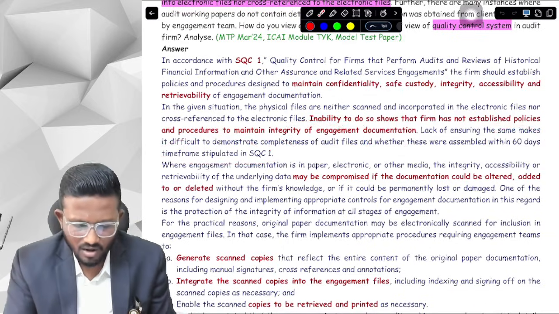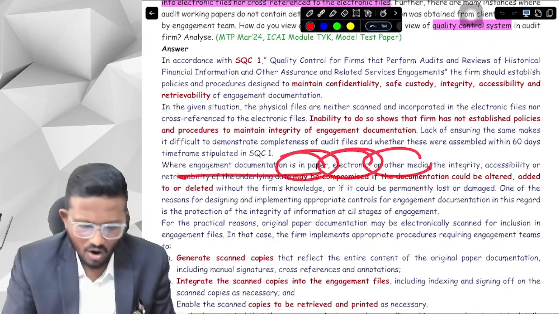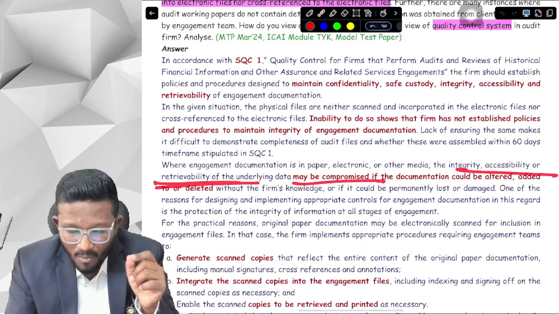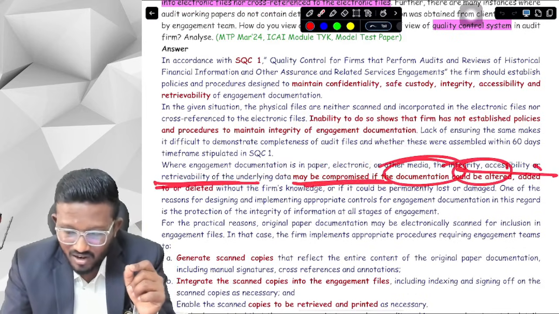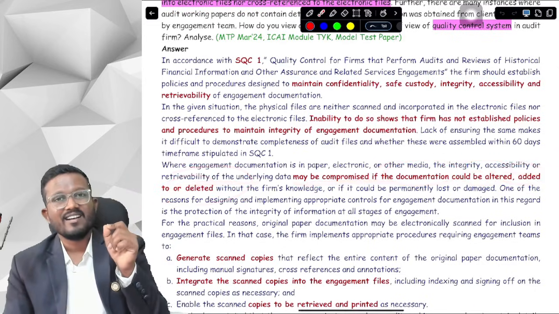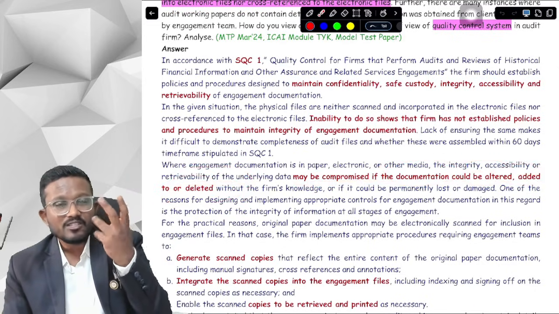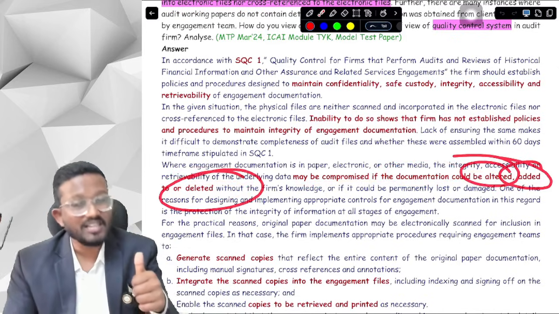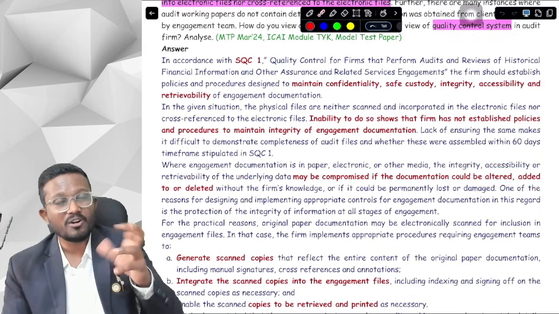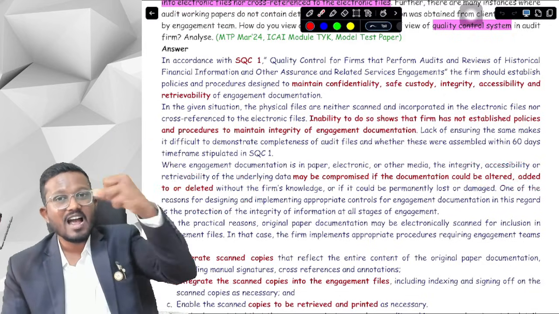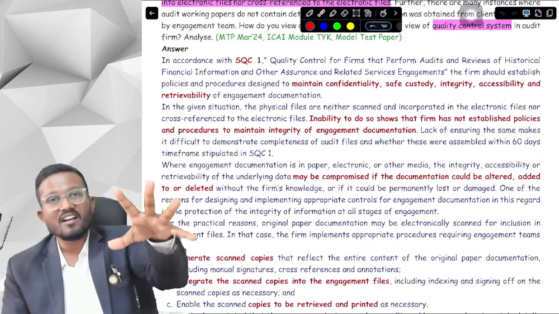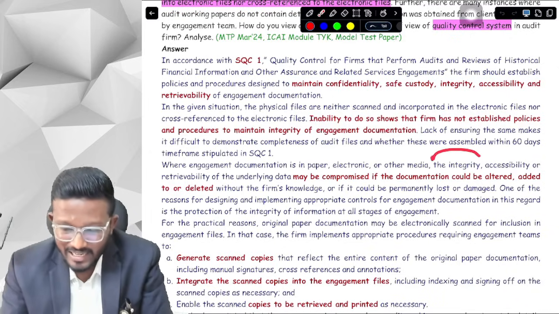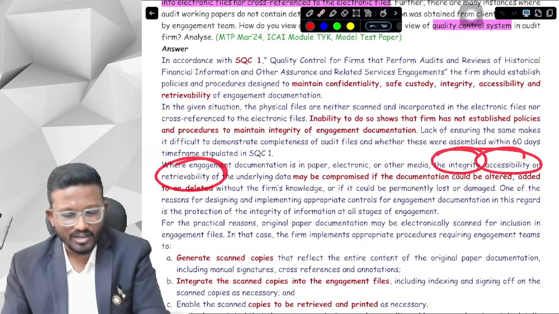Now, where audit documentation is in paper, or electronic or other mode, the integrity, accessibility or retrievability may be compromised if the documentation can be altered, added or deleted. If there is no control on documentation alteration, addition or deletion, then there may be a risk that the audit documentation is automatically added, converted, deleted, discarded, and we don't get to know about this. So we need to maintain integrity, accessibility or retrievability of the document.